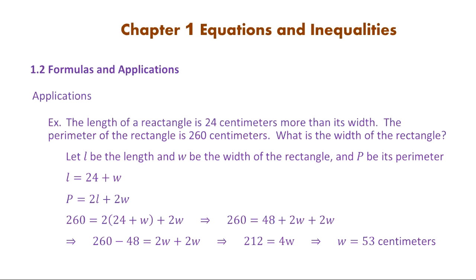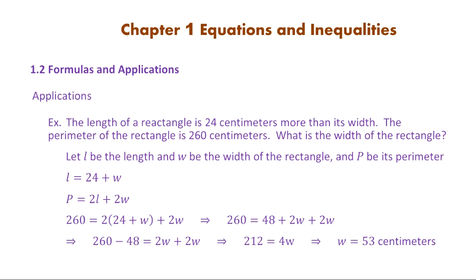And now we can plug in the numbers and the relations to solve this equation. So the perimeter is 260. We get 260 on the left side in the second equation equals 2L. But in the first equation, L equals 24 plus W. So we can plug in 24 plus W for L in the second equation, isn't it? So we get 2 times (24 plus W) plus the other term on the right, 2W. And then we can simplify it and solve it easily.